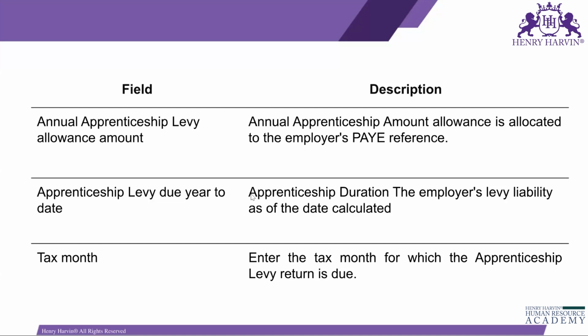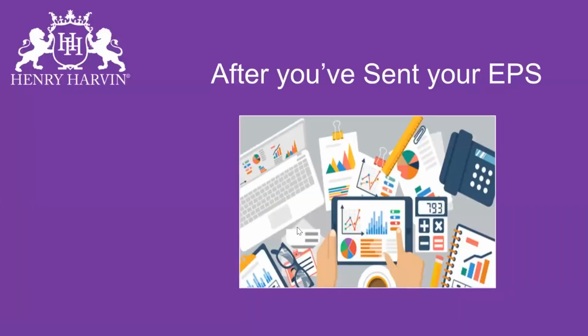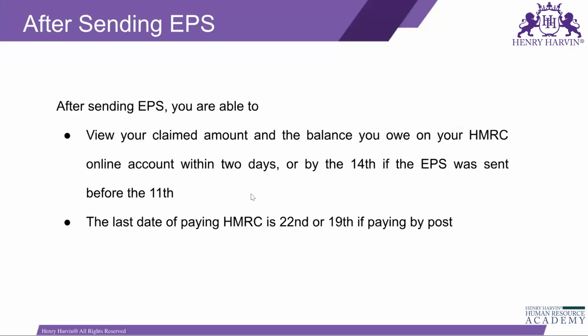Okay. And if it is a single company, then they will get the full benefit of the 15,000 allowance. After you have sent EPS, now, like, we are learning about FPS, what will happen after EPS is sent?